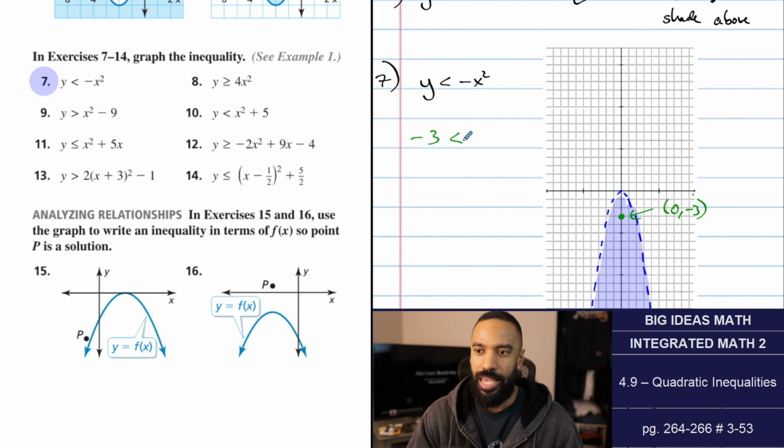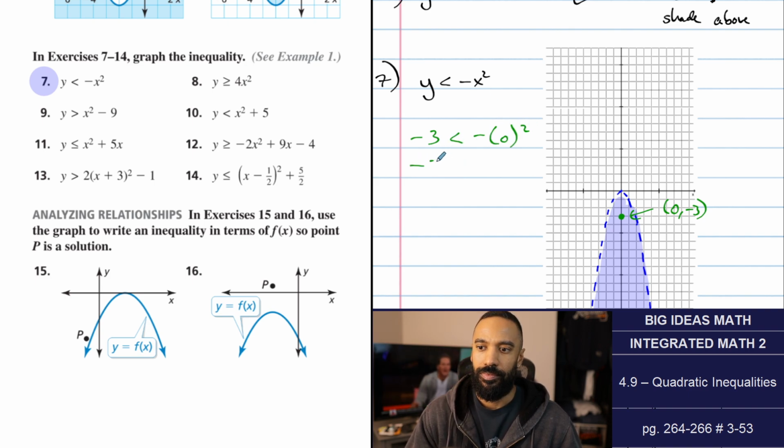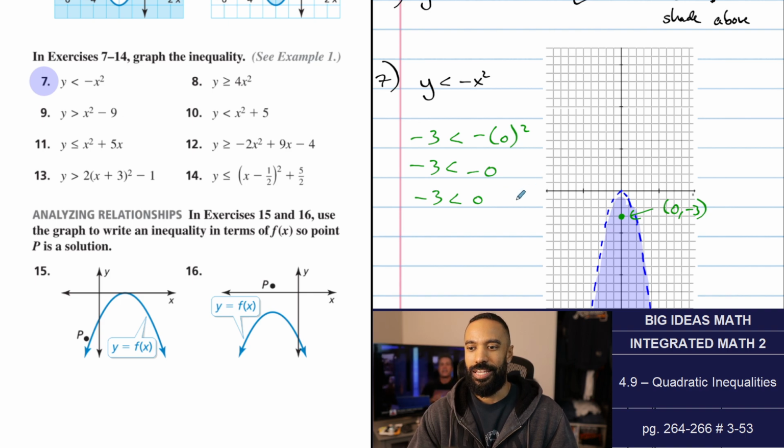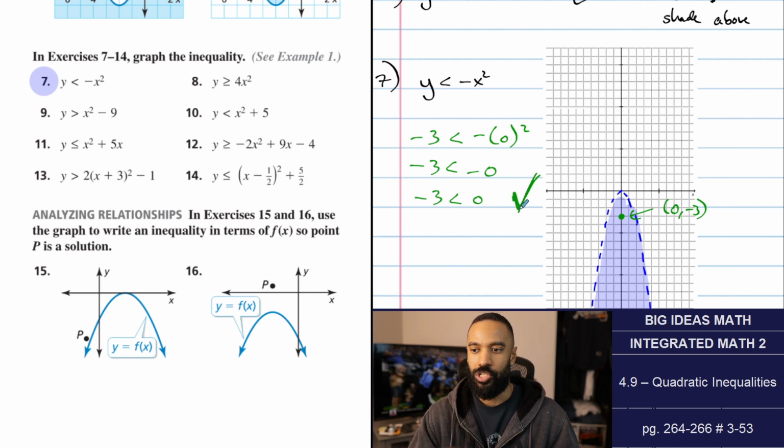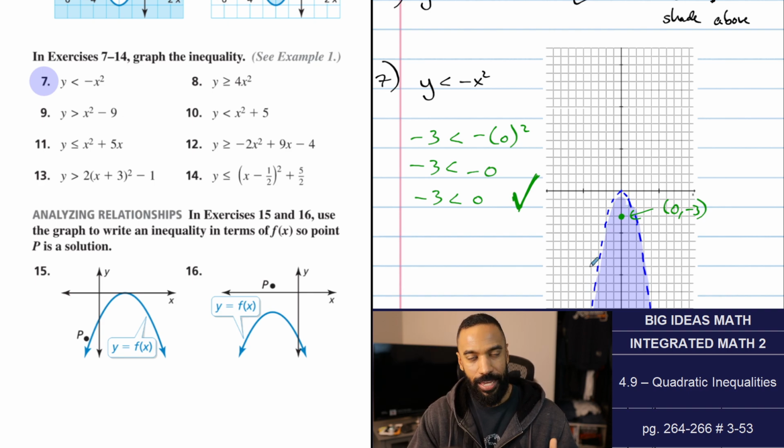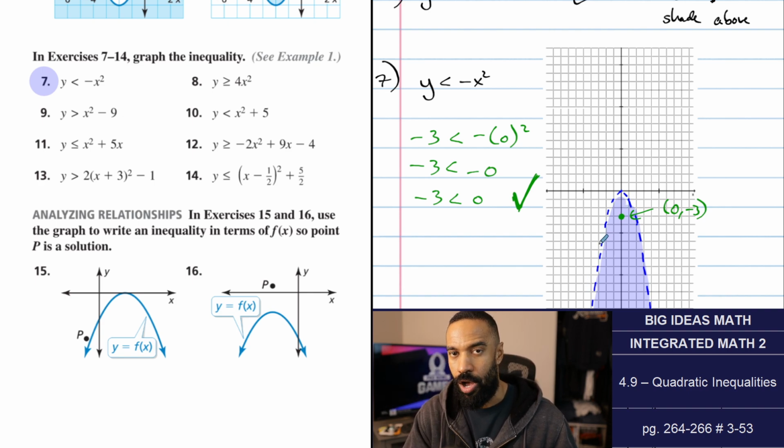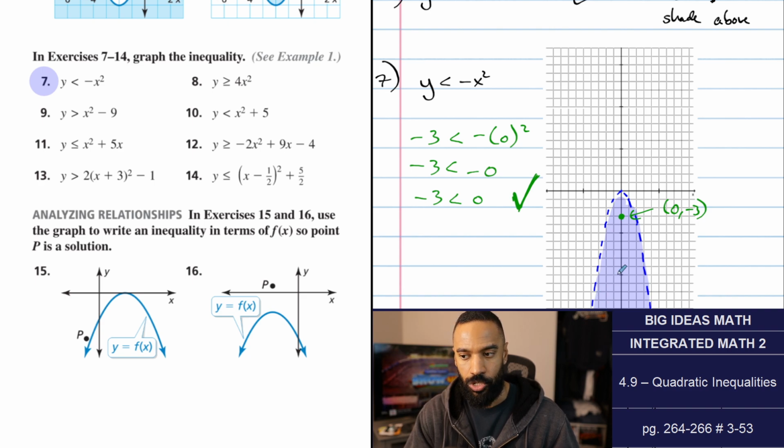So let's see. Is negative 3 less than negative 0 squared? Well, negative 0 squared is negative 0, which is 0. Is negative 3 less than 0? Absolutely it is. So what that means is that it's a solution to it, and everything else on this side of the boundary curve will also be a solution to it. That's what the shading's representing.